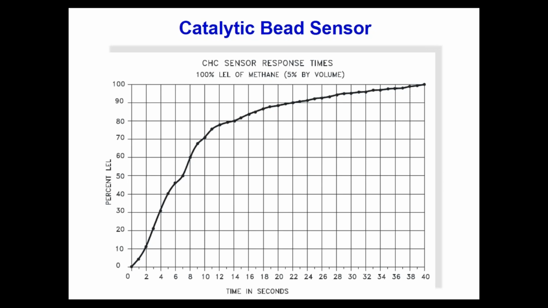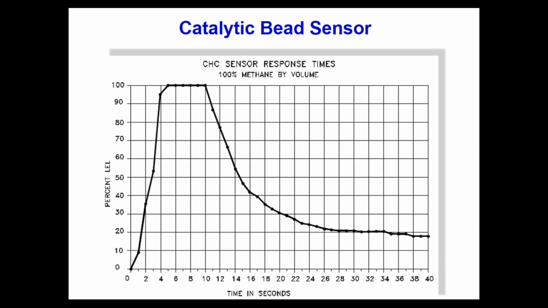This first graph I show you is 100% LEL. You can see that if I wanted to go to a 20% alarm, it would be a little under 3 seconds before I actually got an alarm on that sensor. Now, if I had a full blowout of a valve where you got 100% by volume almost instantaneously, then a 20% alarm would be in about 1.5 to 1 3/4 seconds. So you can see the concentration is very important in determining how quickly the catalytic bead sensor responds.